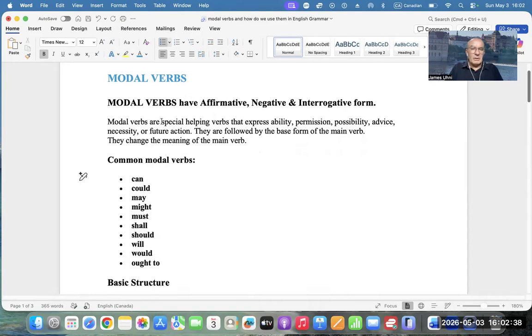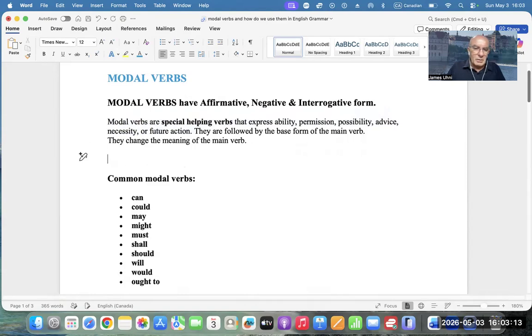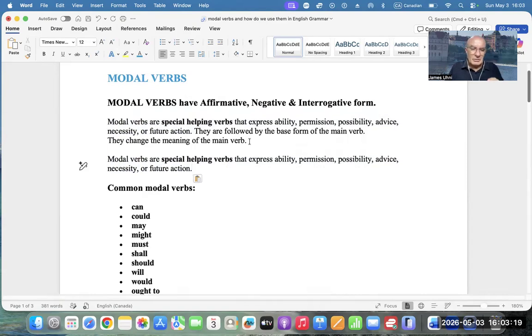So I will make it stronger so you really understand what it's talking about. They express ability, permission, possibility, advice, necessity, or future action. So, words that express... I will copy this sentence and print it below as a definition, and I will change it slightly.